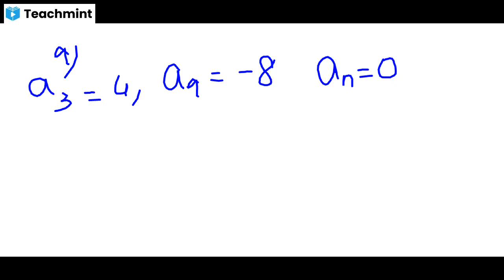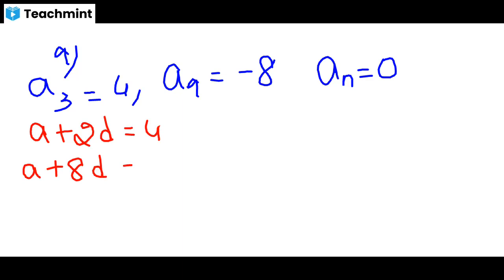A3 is equal to 4. That can be written as A plus 2D is equal to 4. Yes, very good. Next, A9 is equal to minus 8. A plus 8D is equal to minus 8. This we will take as equation 1 and this as equation 2.